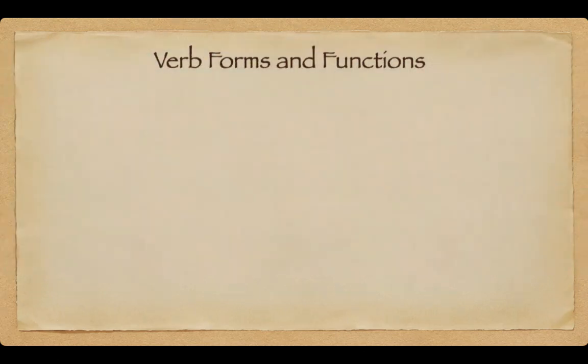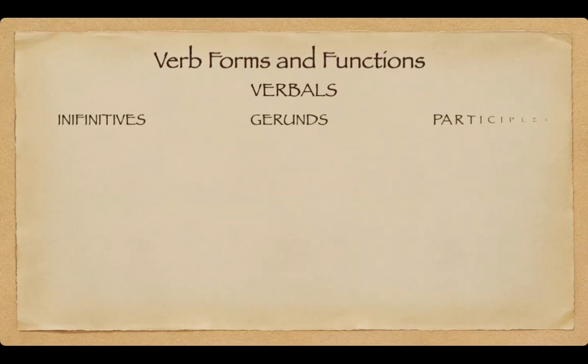Additionally, the base form can be altered, changed, or expanded to create what we call verbals. What are verbals? Verbals are verb forms that function as other parts of speech, like adjectives, adverbs, or nouns in a sentence. So actually, we take a verb, we mess around with that verb to create a noun, or to create an adjective, or to create an adverb out of that verb. Now, there are three types of verbals: infinitives, gerunds, and participles. We're going to talk about those three.